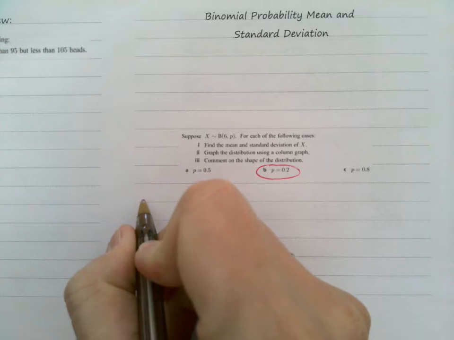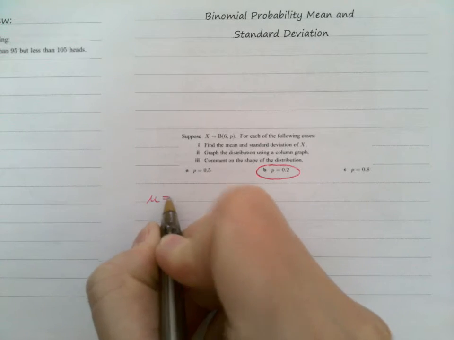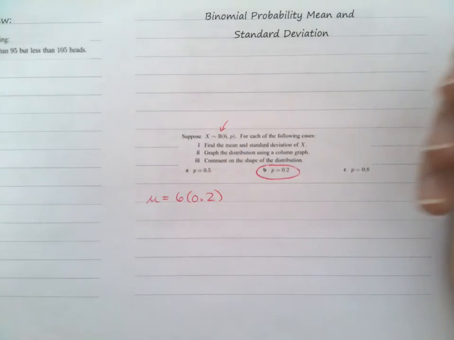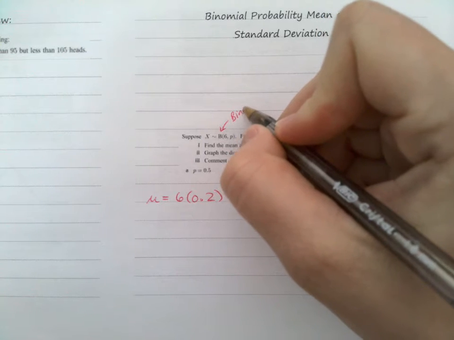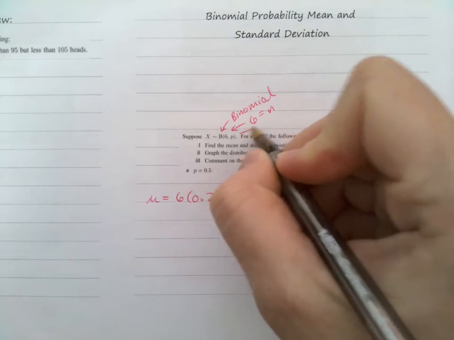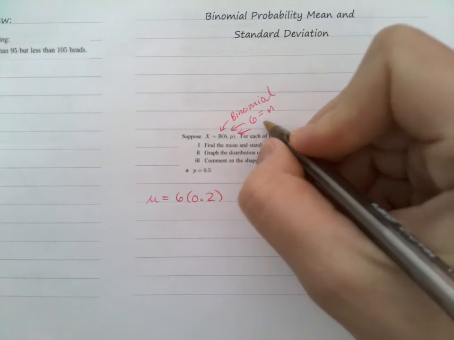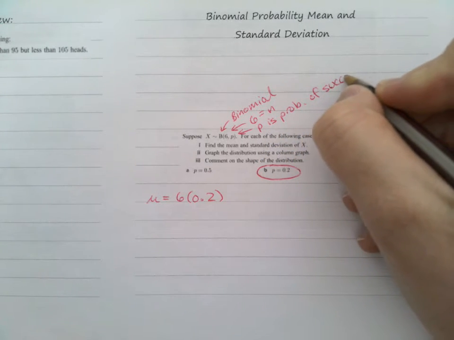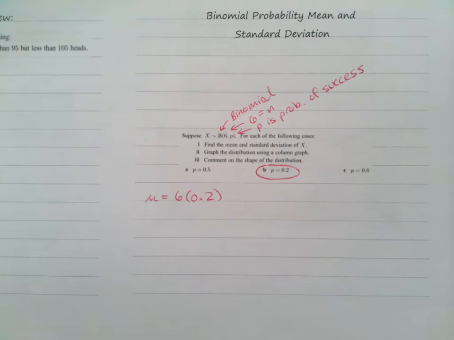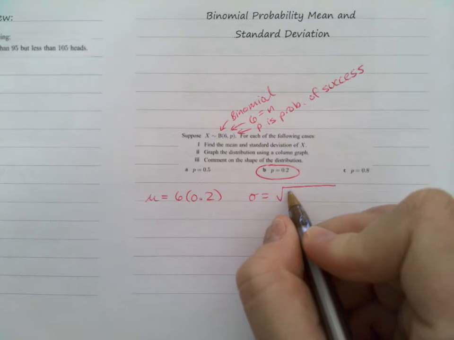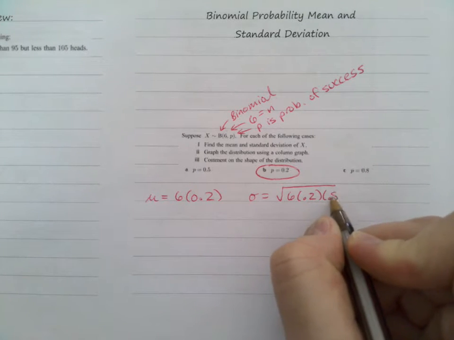So, for the mean and standard deviation, the mean is 6 times 0.2. Because we're told right here that B tells us that we've got binomial. 6 is our n. And that letter variable P right there is the probability of success. So, to find the mean, we put those two together. The standard deviation, same thing. Standard deviation, 6 times 0.2 times 0.8.